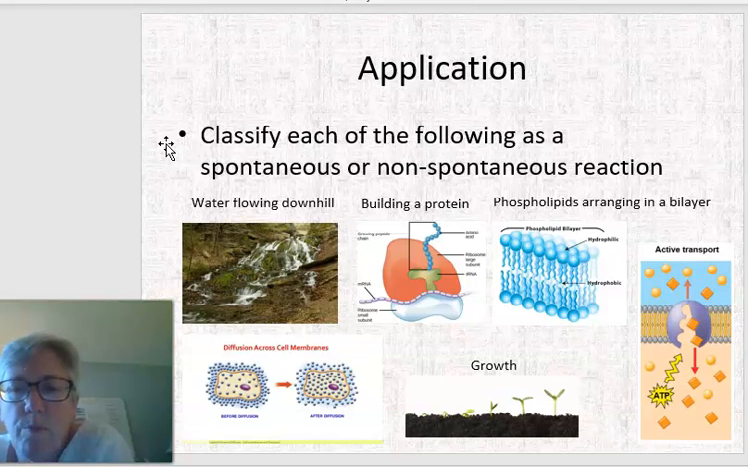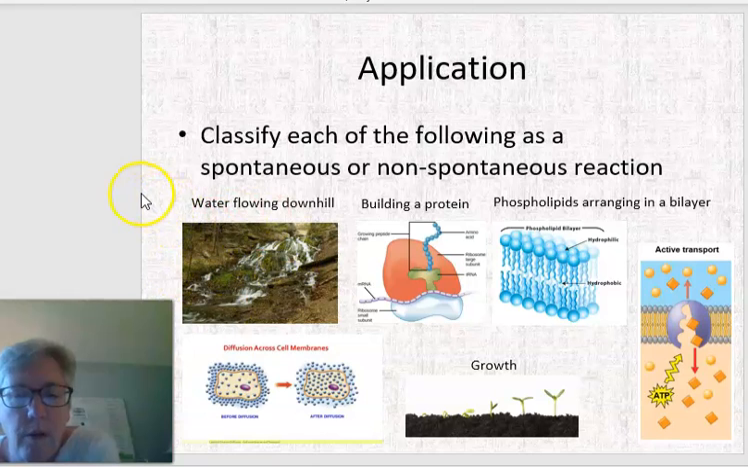Okay, so here's just some pictures to try to clarify what's spontaneous and what's not spontaneous. Water flowing downhill. I'm going to pretend you're pausing to think about it, whether it needs an input of energy or not, whether it's spontaneous or non-spontaneous. Building a protein. Phospholipids arranging in a bilayer, active transport, a plant growing, and diffusion across cell membranes. Okay, so you think about it for a second and I will pause. Okay, so I gave you time to think about this.